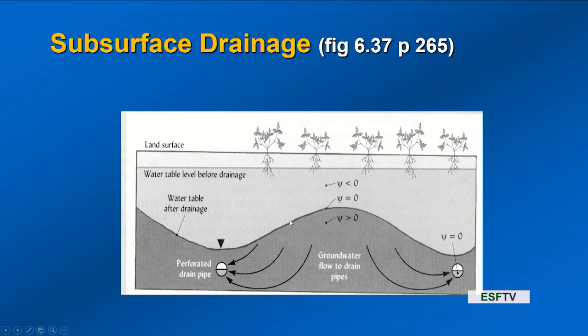The drainage tile spacing determines the shape of the water table reduction in depth between the pipes, and we get the same thing. So whether you're using a ditch or a drainage tile, you have this same effect.